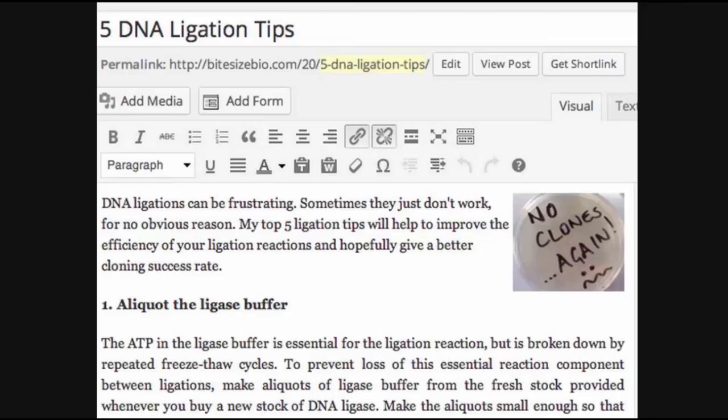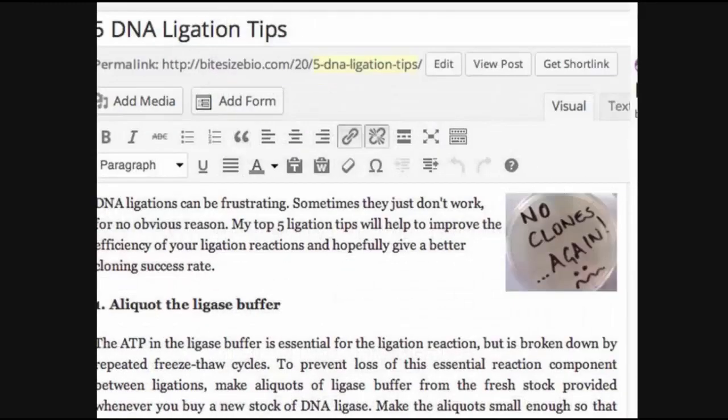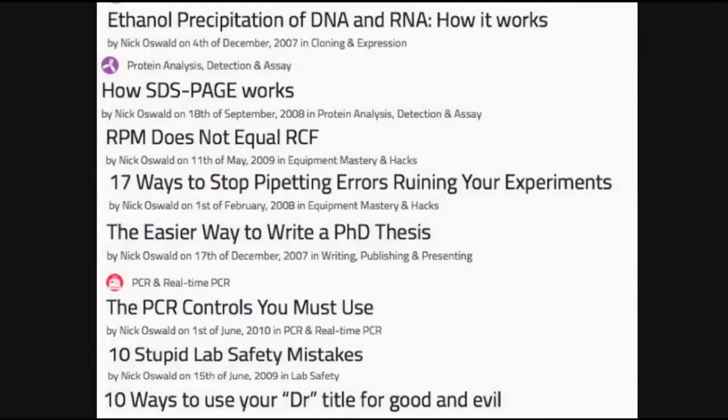So it's two aspects. It's what you know and what you don't know, and the gaps that you can fill in your own knowledge. I started off with this article here, 5 DNA Ligation Tips. That's the first article that was ever written on Bitesize. And these are some of the ones that I wrote, a selection that goes across the range of things that we can talk about: ethanol precipitation, how a technique works, down to RPM doesn't equal RCF, which is just a little bugbear that I had about things that I think people didn't understand about a piece of equipment.